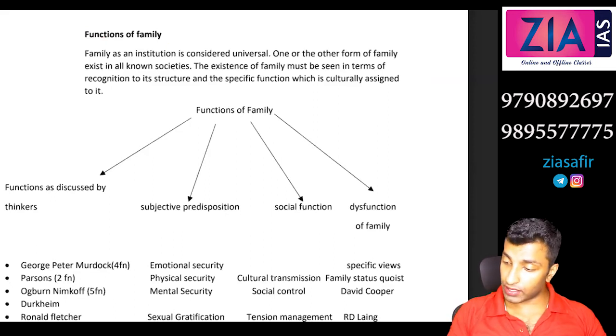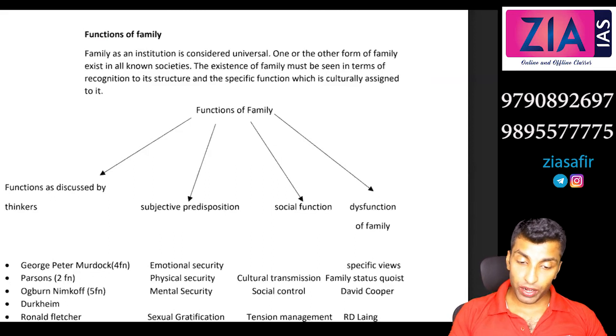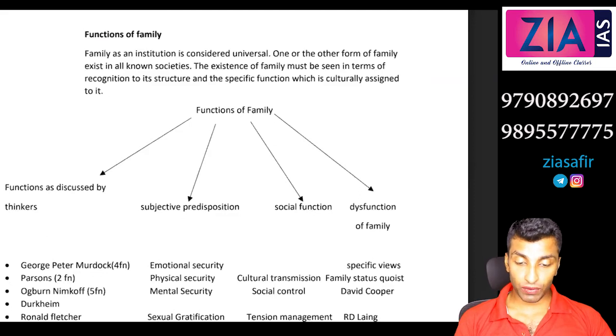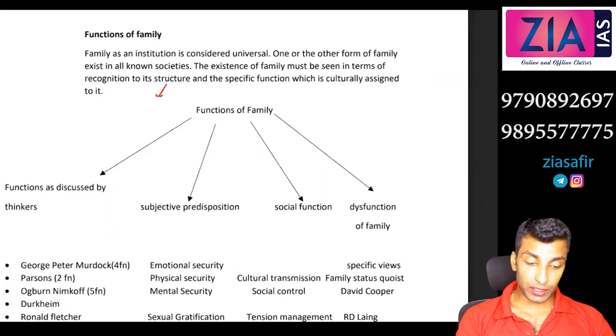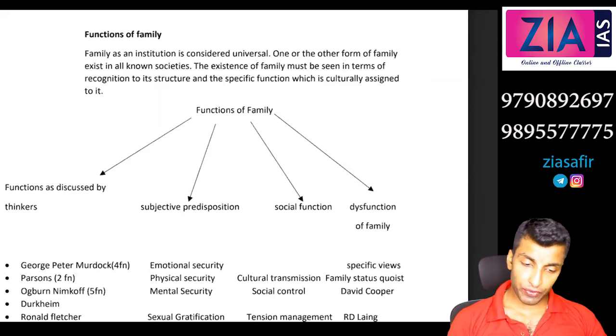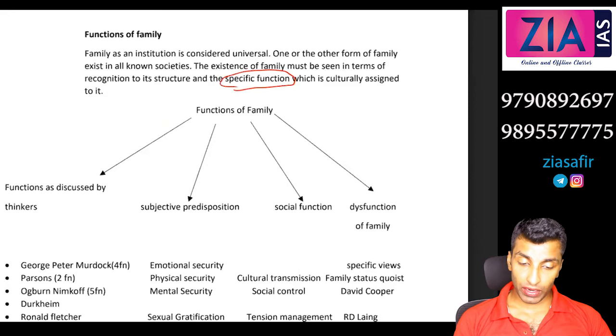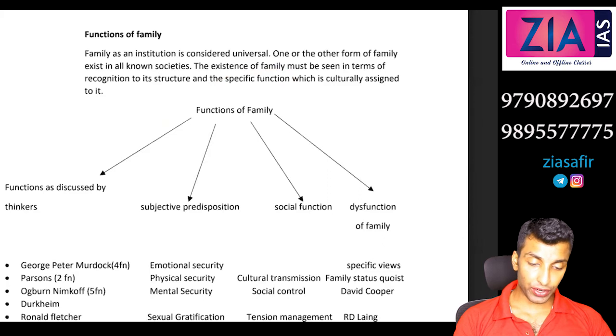Family as an institution is considered universal. One form or another of family exists in all known societies. The existence of family must be seen in terms of recognition of its structure and the specific function which is culturally assigned to it. Briefly, the structure of family includes a husband, wife, child, maybe the parents. We have already seen the different structures of family, and the specific function: family provides certain functions which are culturally assigned to it. So this is a brief introduction.